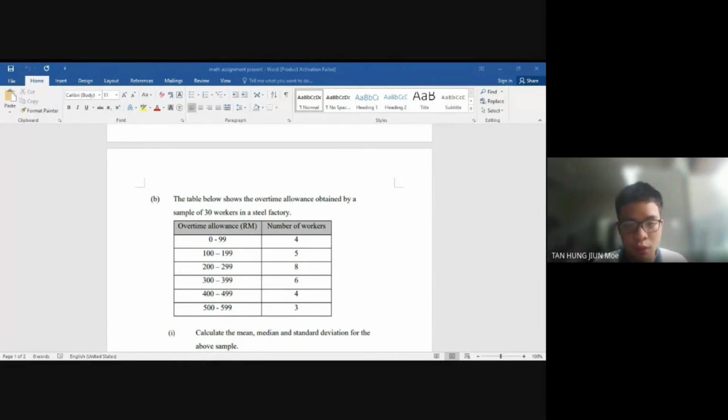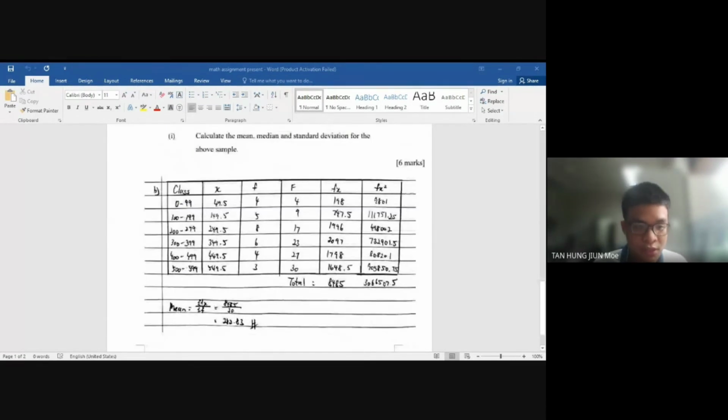The table below shows a group data. Firstly, we have to modify this table so that it can aid us in finding the solution for the following question. We have to find out the midpoint, cumulative frequency, fx, and fx squared in the table.